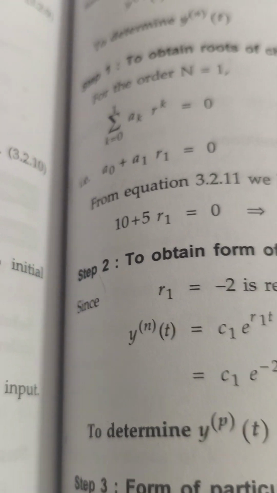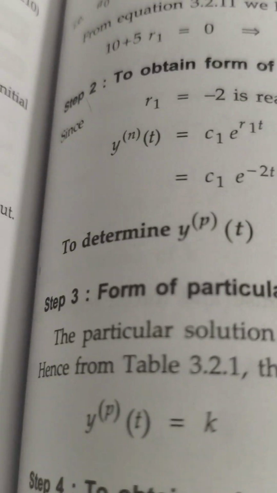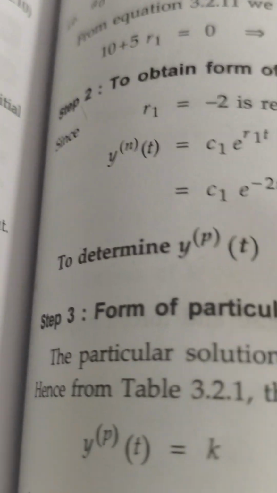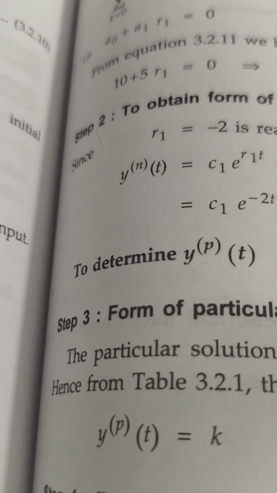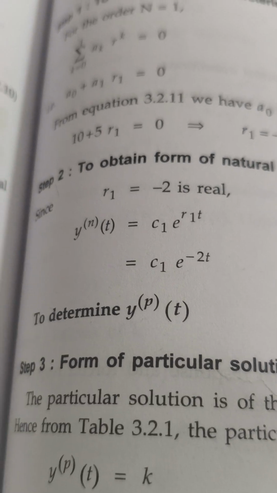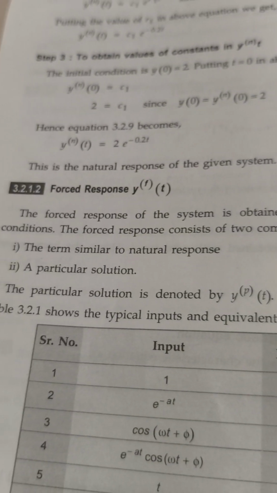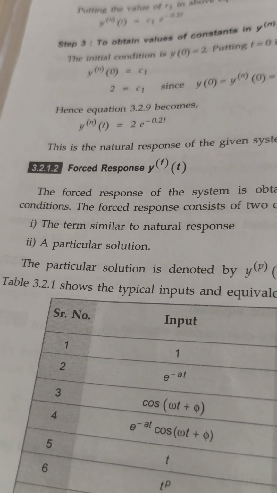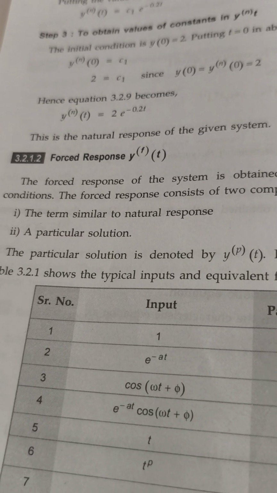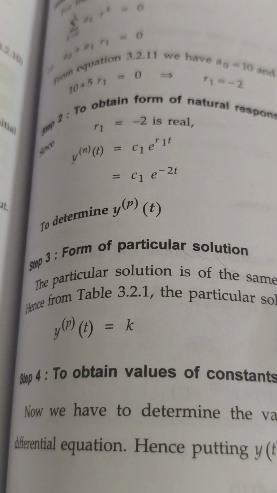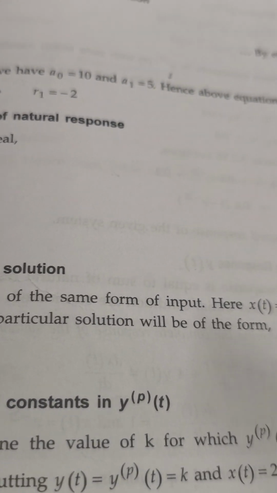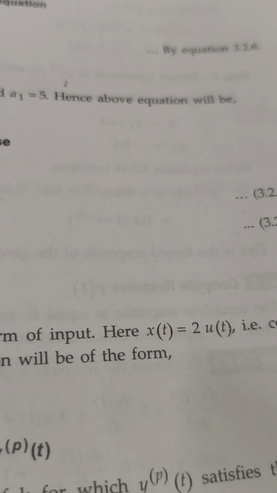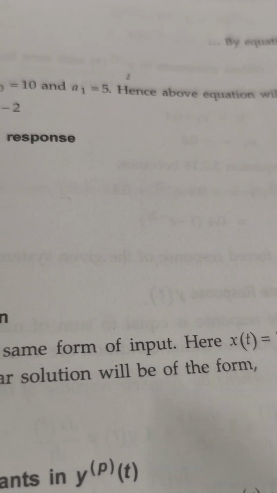Afterwards we will find the value of C1, but first we will find our particular solution to determine y of p. Y of p is nothing but the particular solution. We already said that the forced response contains a term similar to the natural response and the particular solution. The particular solution is of the same form as the input. Here x of t is 2 u of t. That is like some constant.